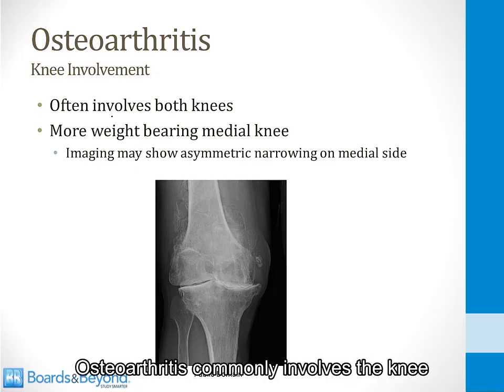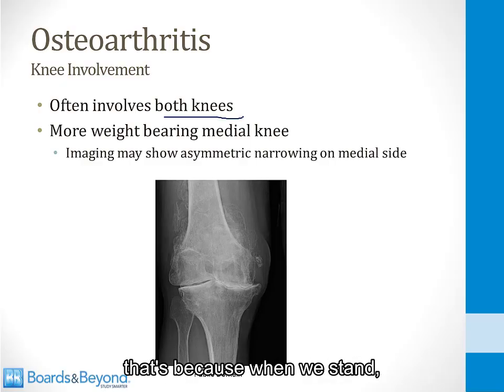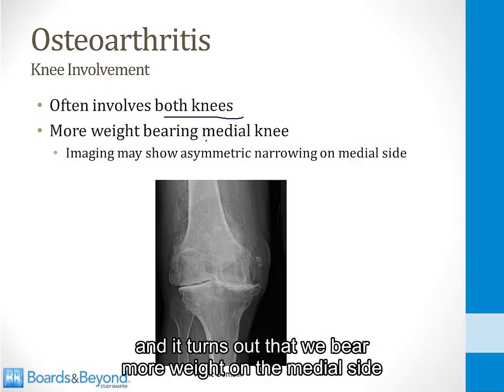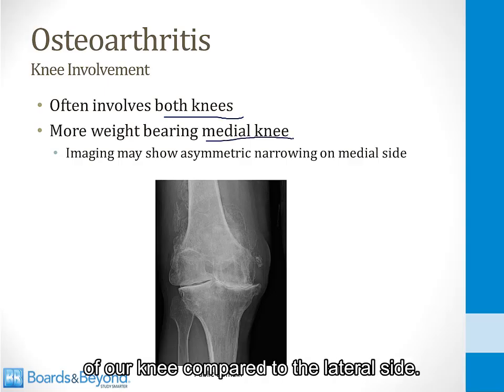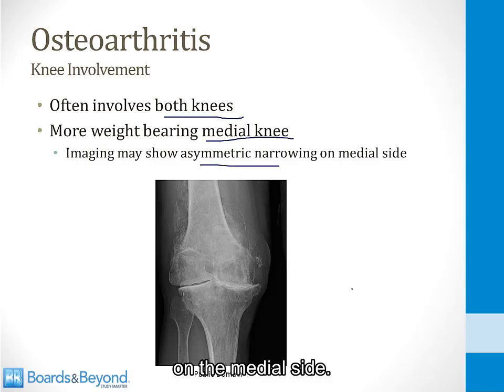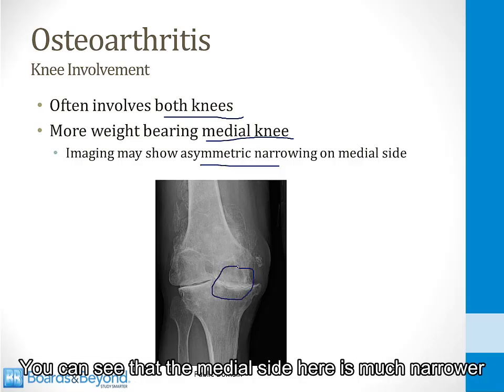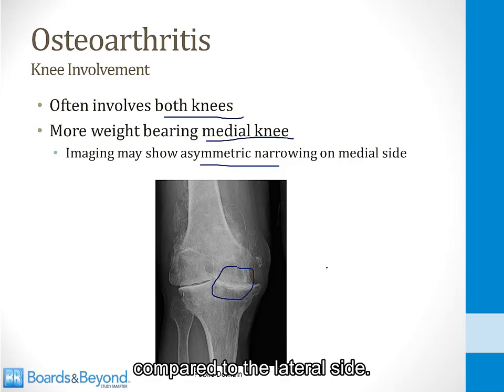Osteoarthritis commonly involves the knee, and when it does, it often involves both knees. That's because when we stand, we put a lot of weight on our knees. And it turns out that we bear more weight on the medial side of our knee compared to the lateral side. So on imaging, you may see asymmetric narrowing on the medial side. This is an example of that shown on the screen here. You can see that the medial side here is much narrower compared to the lateral side.